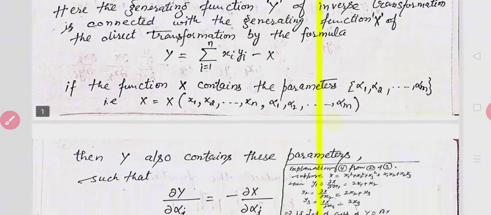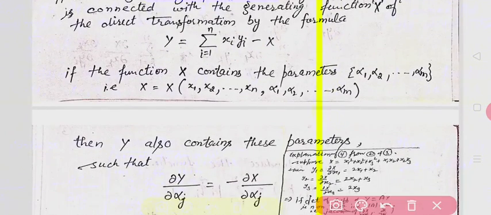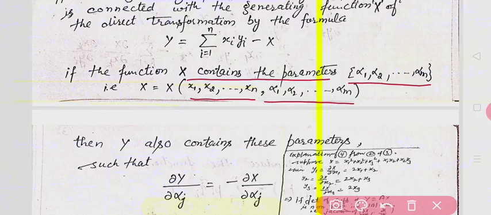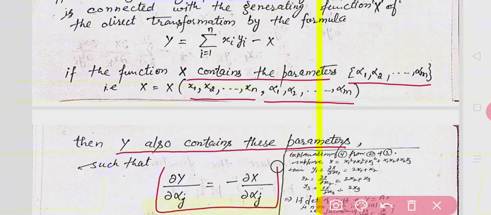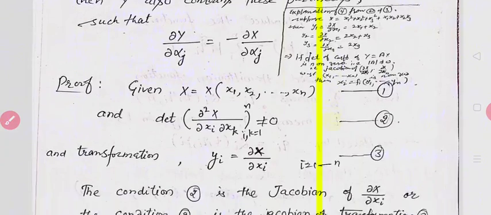Now later on, if the function X contains the parameters alpha 1, alpha 2, ..., alpha m, that means along with x1, x2, x3, ..., xn, alpha 1, alpha 2, ..., alpha m are also there in capital X, then capital Y also contains these parameters, such that curl Y over curl alpha j equals minus curl X over curl alpha j. This thing we have to prove. Now come to the proof.